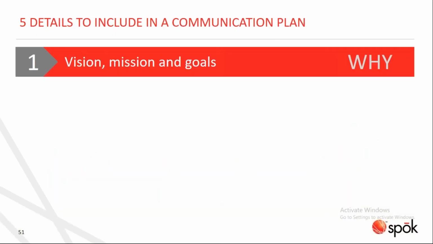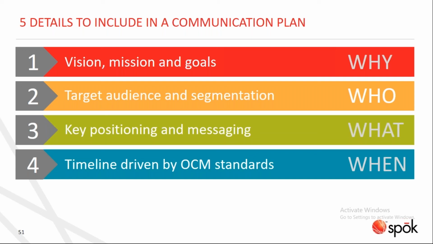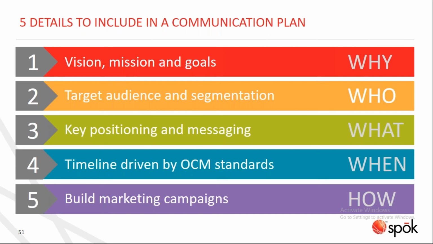So to summarize, and then we'll take some quick Q&A, make sure that these 5 details are included in your communications plan. You're outlining your vision, mission, and goals, which helps you understand your target audience, and you do some segmentation. Once you segment it out, you want to understand how you're going to position to specific personas and what you're going to message. What do they care about? What are their key concerns, pain points?